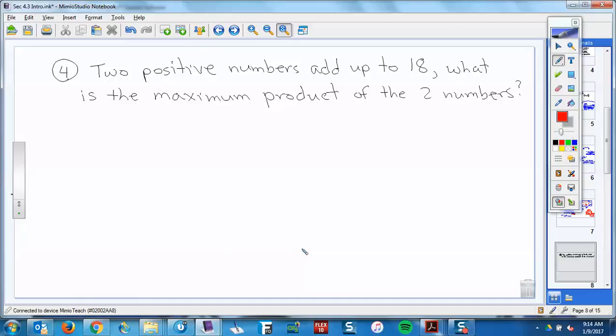Two numbers add up to 18, that'd be 17 and 1, right? If you multiply those, you get 17. 2 and 16 add up to 18. Multiply those, you get 32. That's bigger. 3 and 15 add up to 18. Multiply those, 45. Well, what happens? You get closer and closer to what? 9 and 9. 9 times 9 is 81, and that turns out to be the answer.